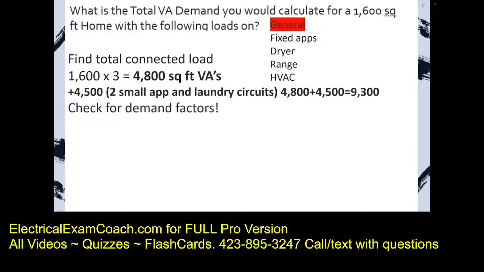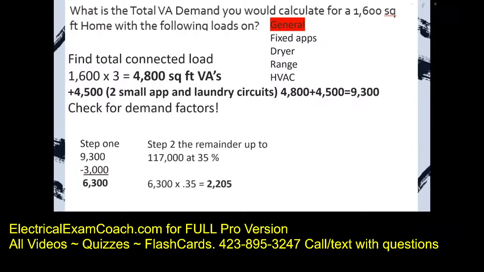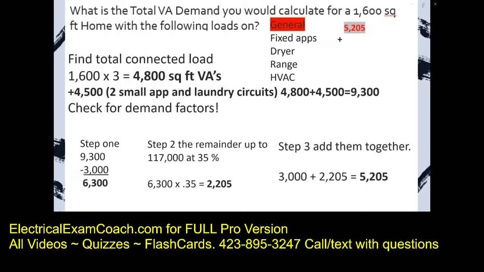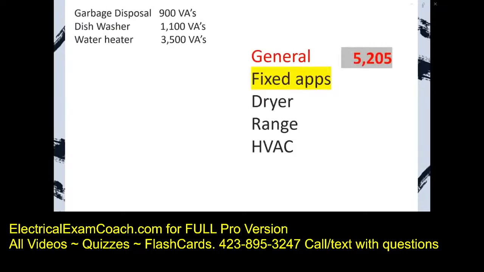Now we check for demand factors. Step 1, we're going to take the first 3,000 at 100%. We're going to take that remainder at 35%. Then we take the two and total them back together, and we're going to put that over here on the right-hand side. Every time I want you to write it out just like this, add in each load, total them up, and you'll be on your way to doing the whole house.